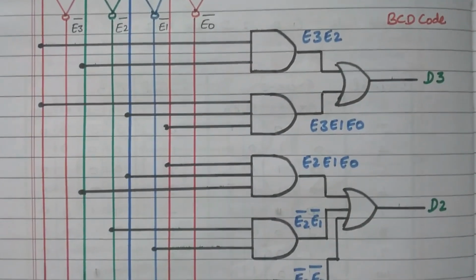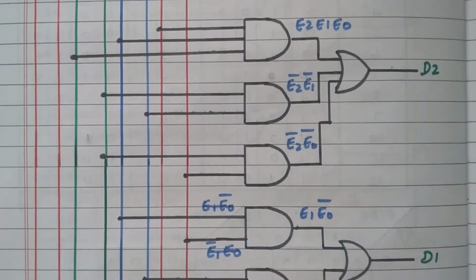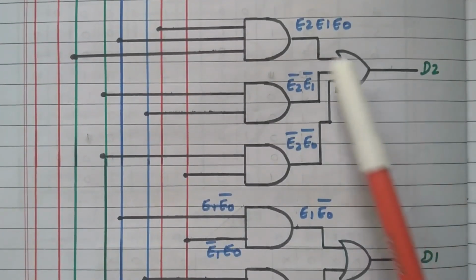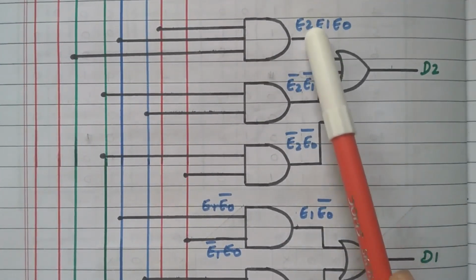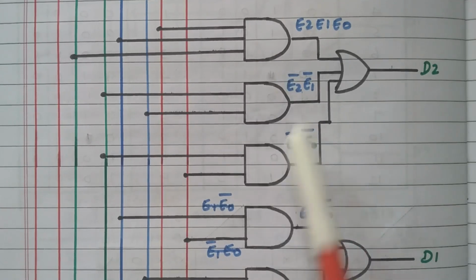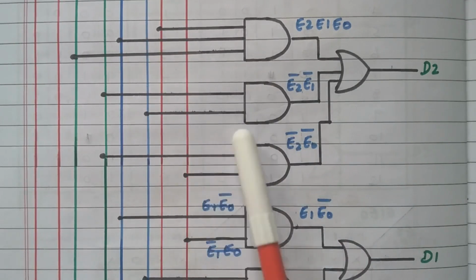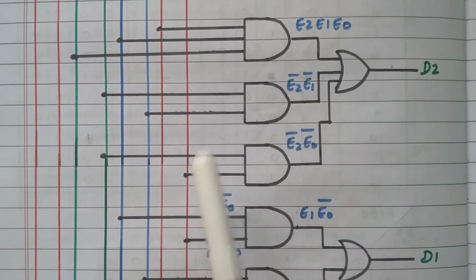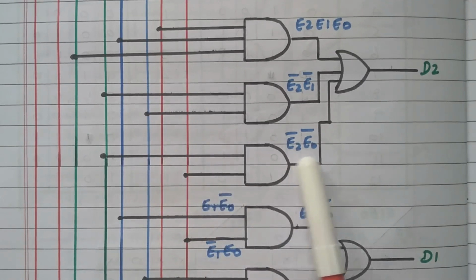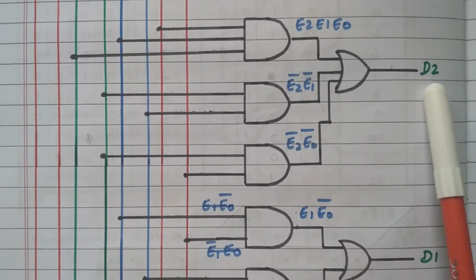Then we'll go to the D2 value. How will you get the D2? D2 has three functions. These three are added by this OR gate. These three functions are got by three AND gates. One AND gate has E2, E1, E0 connected. Another AND gate has E2 dash and E1 dash connected. In another AND gate, E2 dash and E0 dash are connected. So we got this value. These three values are added by this OR gate, so that we got D2.